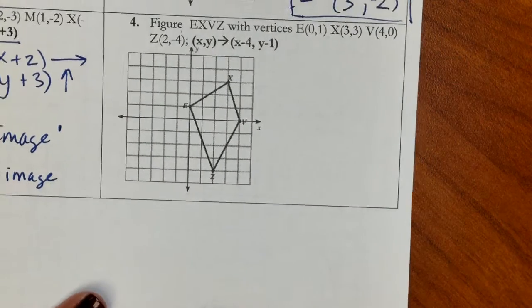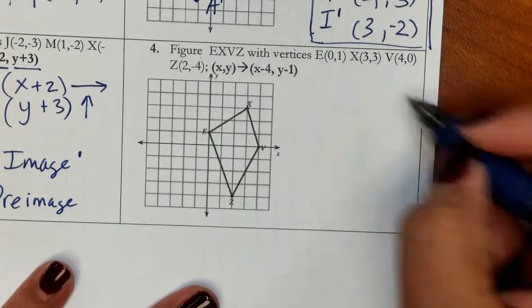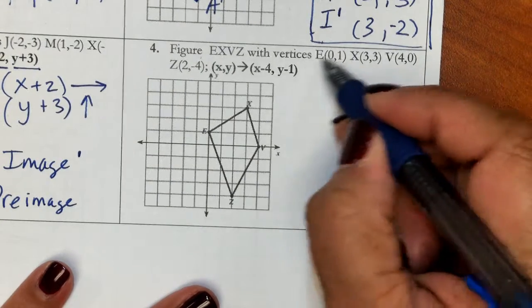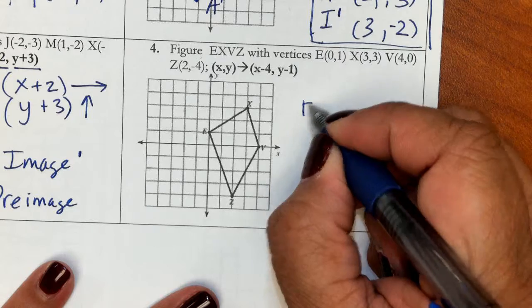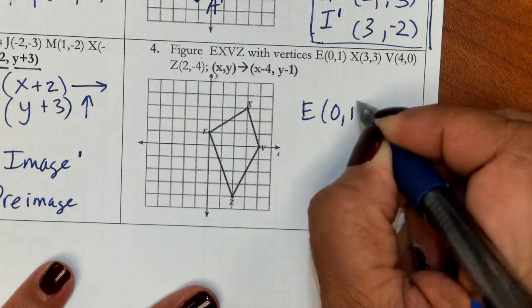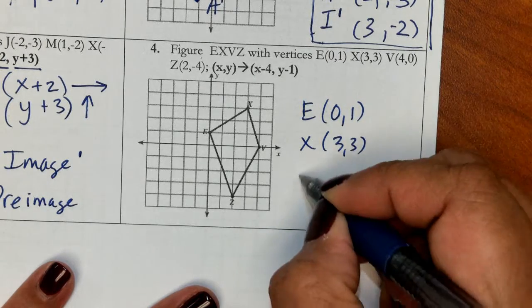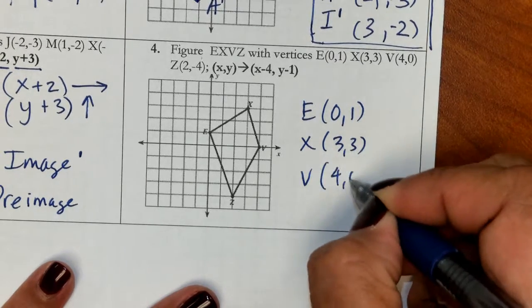So number 4, again, I'm going to use a table just to get you in the habit of doing that. And we're just going to copy all these down. E, X, let's go ahead, 0, 1. And X, 3, 3. And the V is 4, 0.